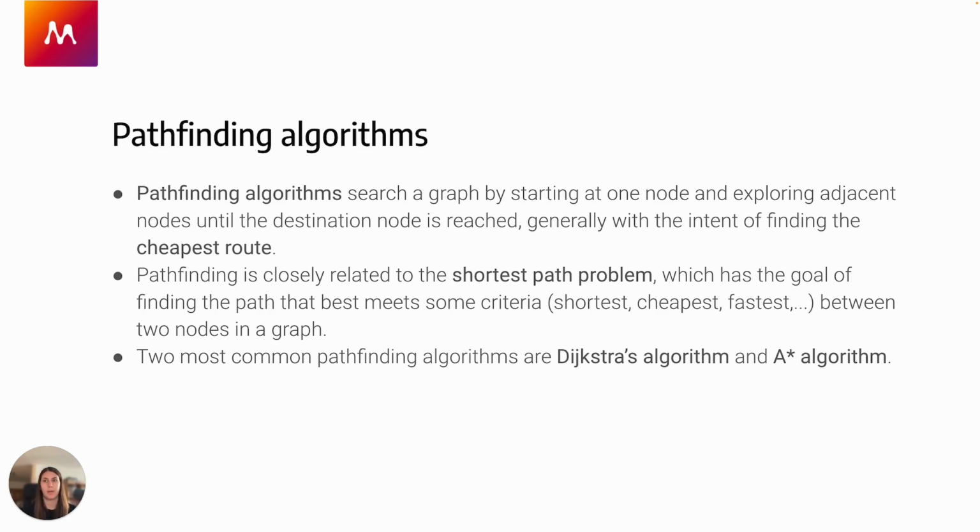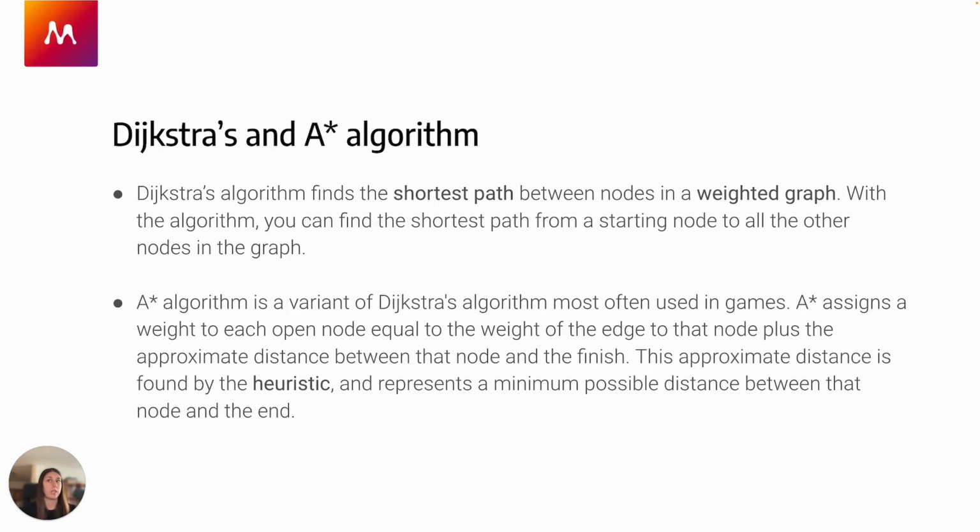The most common pathfinding algorithms are Dijkstra's algorithm and the A-star algorithm. So a bit about them. Dijkstra's algorithm finds the shortest path between nodes in a weighted graph. With this algorithm, you can find the shortest path from the starting node to all the other nodes in the graph.